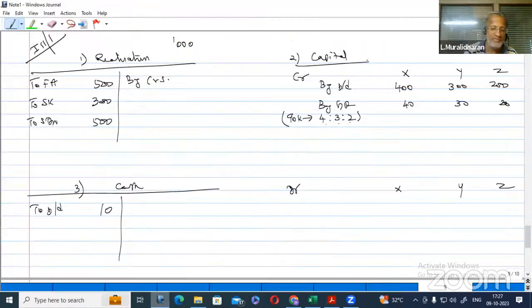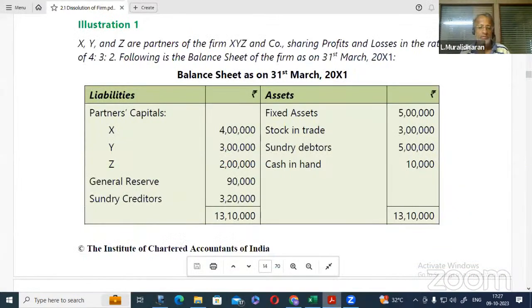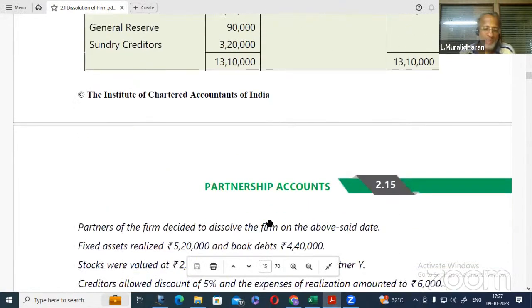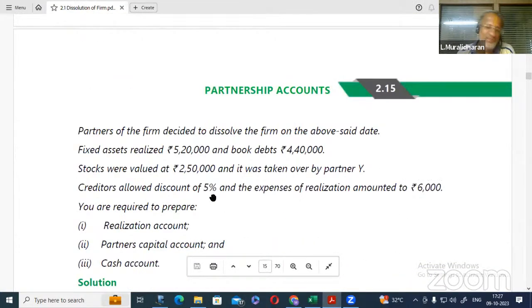90,000. Sundry creditors 320. So some discount and all that they are talking about. Let us just take up that discount and all that.